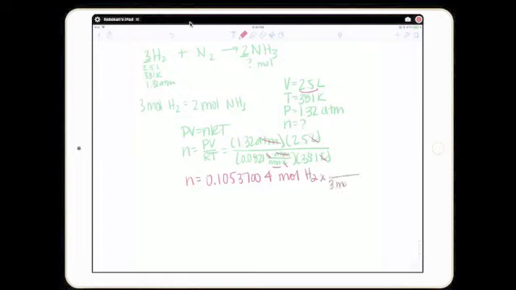So for every 3 moles of hydrogen, I make 2 moles of ammonia. Now I can get my answer, so I'm going to multiply this number by 2 and divide it by 3. And I'm going to get 0.070 moles of ammonia as my final answer.